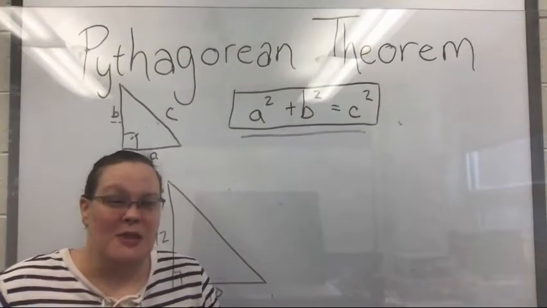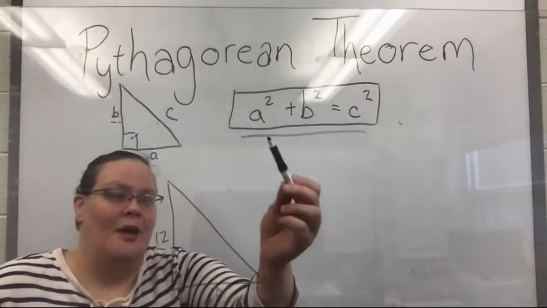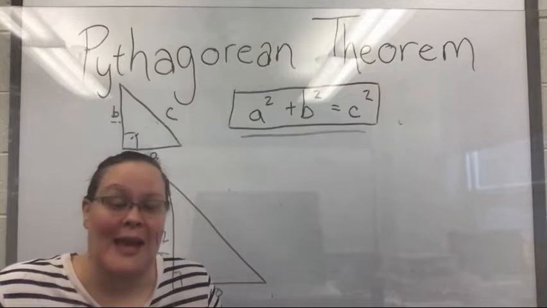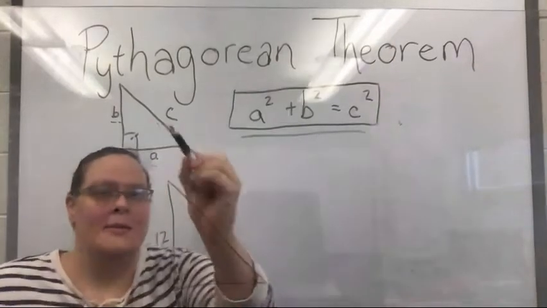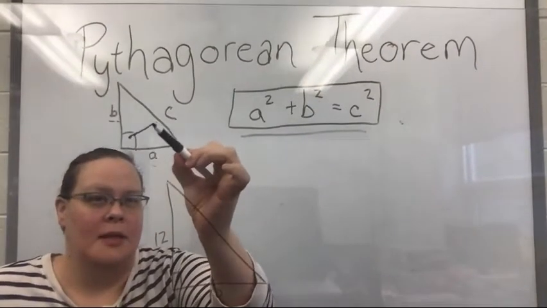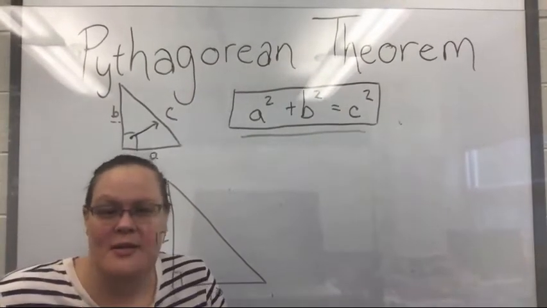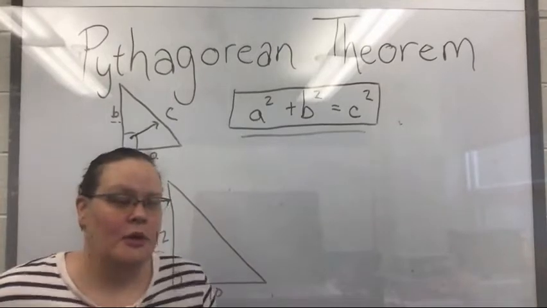Now, something really important to keep in mind is that our A and B, it doesn't matter which place they're in. They're both legs of that right triangle. But your C must always be the hypotenuse, or the side that's right across from that right angle. So we're going to go ahead and set one of these up.